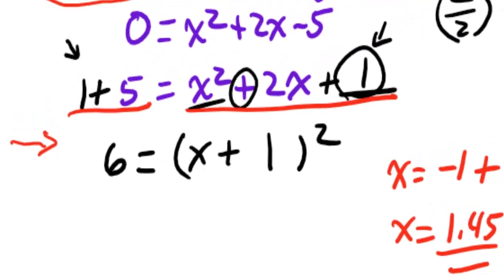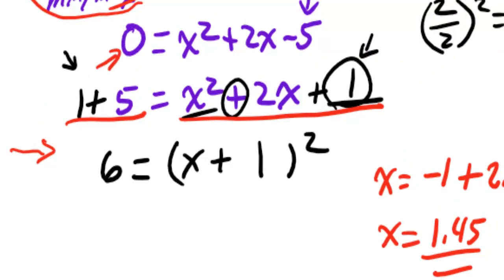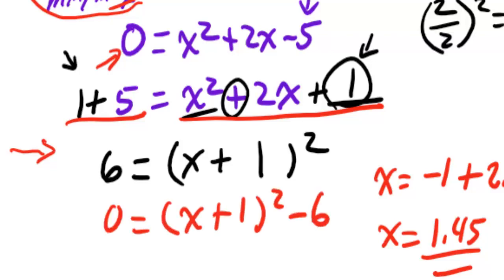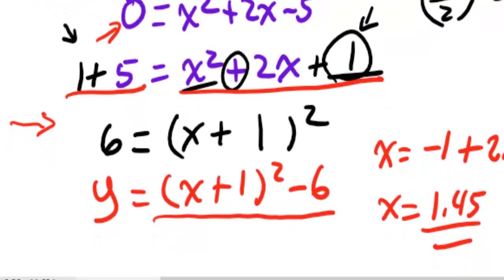Now remember, originally I put a 0 in place of y. So now what I want to do is get the 6 out of there. So subtract the 6 on both sides. x plus 1 squared minus 6. And in place of the 0 that was left over when 6 was subtracted, I'm going to replace that with a y. And now this is my vertex form right here, where this value is the h and this value right here is the k.